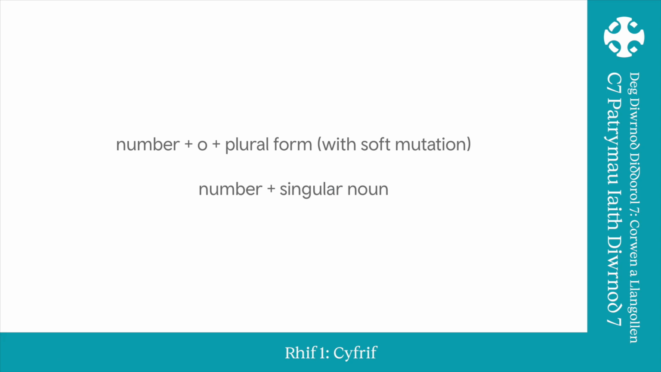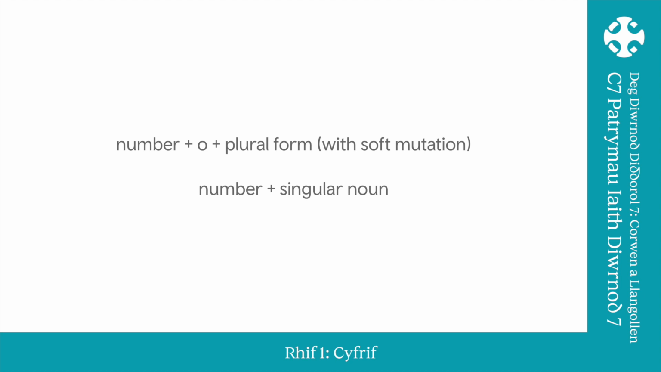There are 2 ways to count objects in Welsh. The first is number plus "o" plus plural form with a soft mutation. So if you use a plural, cŵn, dogs, cathod, cats, then it would be tri o gŵn, 3 of dogs. Pedwar o gathod, 4 of cats.